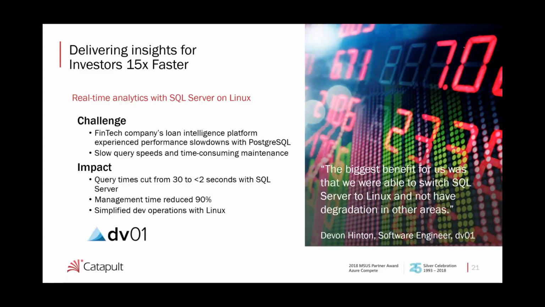But with the introduction of SQL Server on Linux, they worked with Microsoft and moved their PostgreSQL backend to SQL Server on Linux on the cloud. By doing that, as you can see in the slide, they had significant improvements both in performance, reducing the query times from about 30 to 2 seconds, and in overall management. Because now it's all in the cloud, the overall management time reduced significantly by 90%, because the hardware provisioning and all the other benefits that the cloud provides are taken away from the customer. They were able to see simplified dev operations, and overall they were delivering insights for their investors. At the end of the day, it's about the business performance that they're able to deliver, and they were able to deliver insights for investors about 15 times faster than before they moved to the cloud.